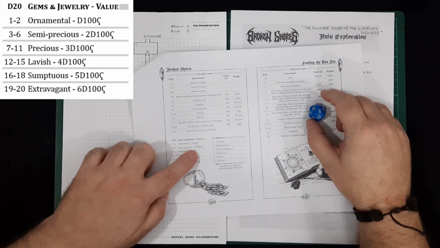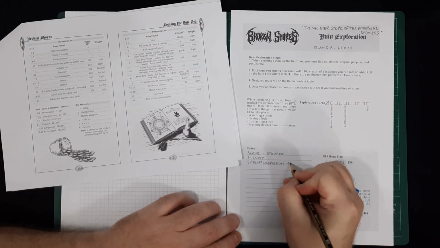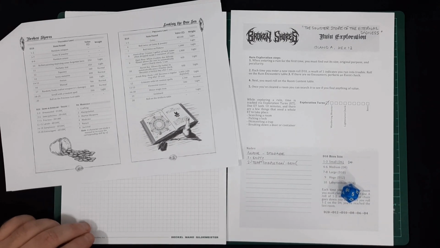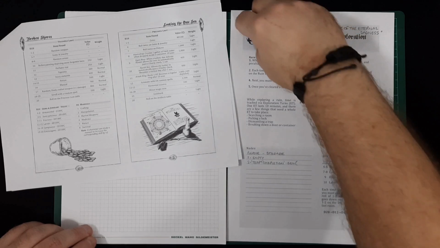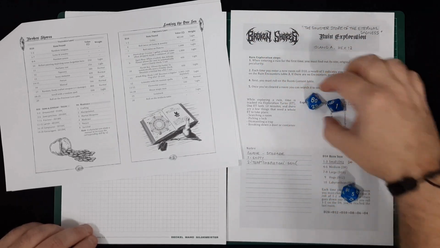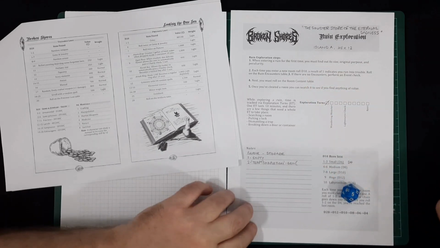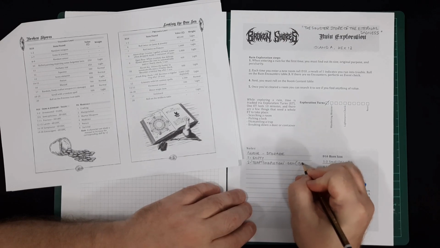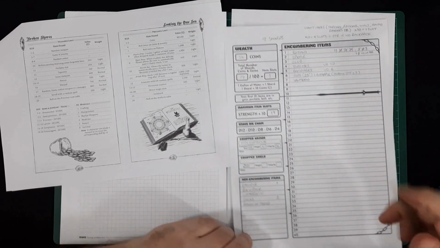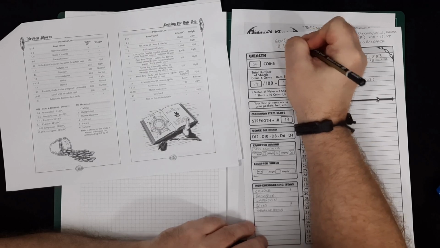5. Semi-precious, 2D100 coins. Okay. So we've got a gem and it's worth 2D100. Okay. So it's worth 69 and 61. So 69 becomes 70, becomes 130. So it's worth 130 coins. Okay. Write that down here. So we've got a gem worth 130 coins.